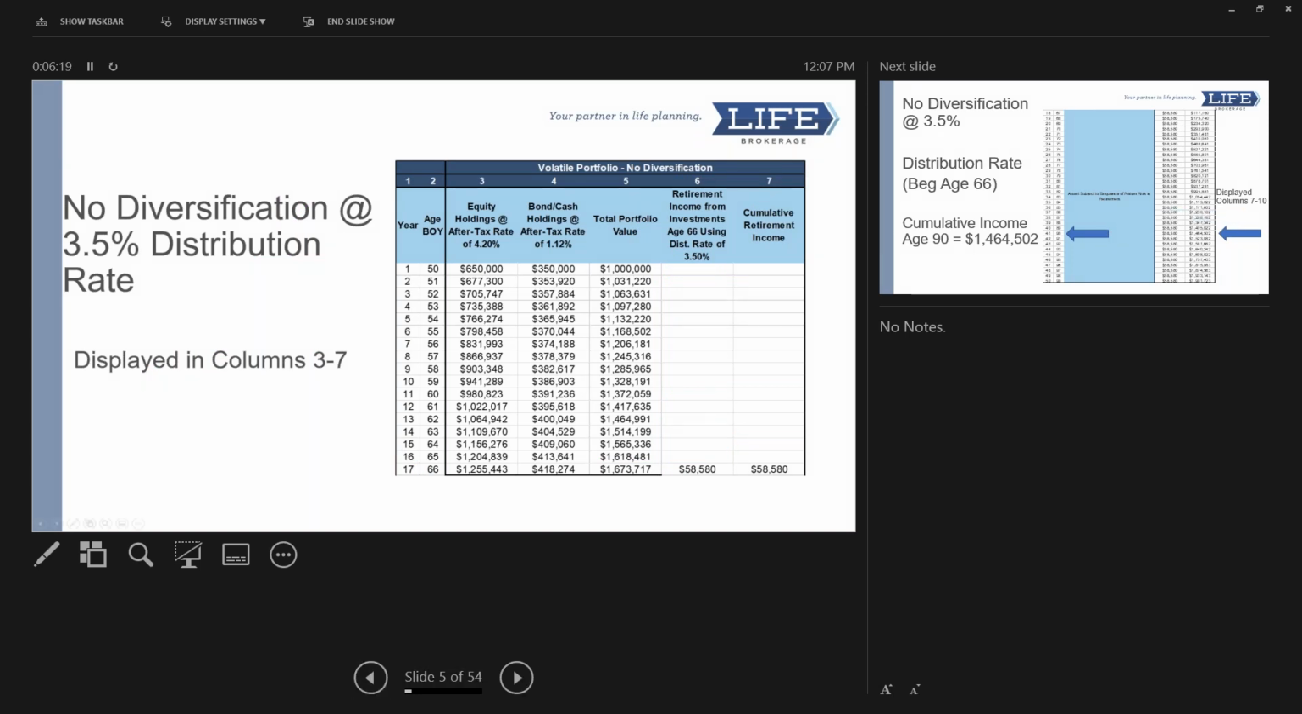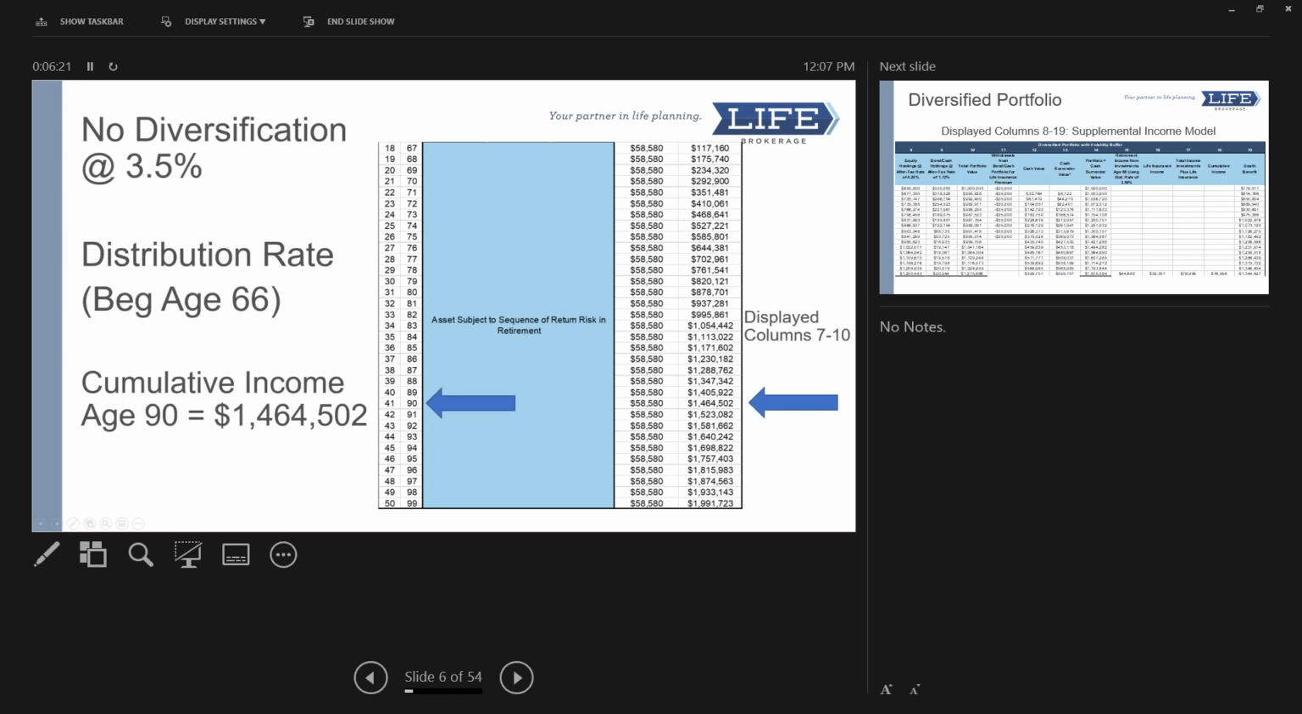We're going to advance. No diversification. Here we go. Retirement age 66. Here's your $58,000 every year running out through age 100, and the software models this. All plug and play. Takes you the duration, $58,000, and here's your cumulative income. By age 90, you've received cumulative income of $1.4 million, and this is taxable.